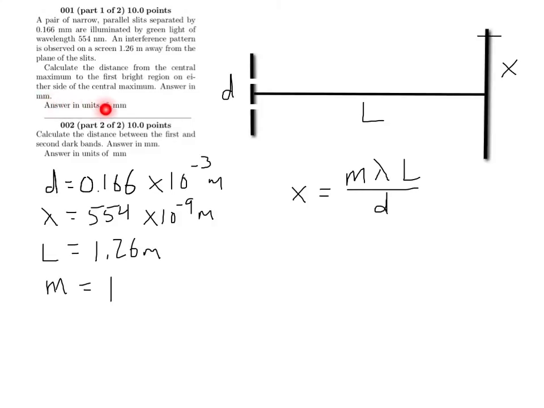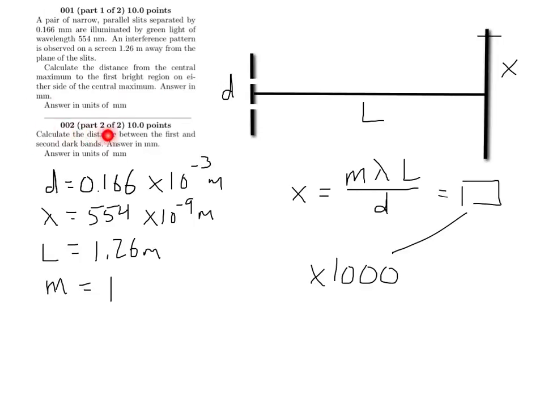But this says answer in units of millimeters. So to get from meters to millimeters, whatever I get here, I'm going to have to take that and times it by 1,000, because there are 1,000 millimeters in 1 meter. That should solve this question here, answer in units of millimeters.